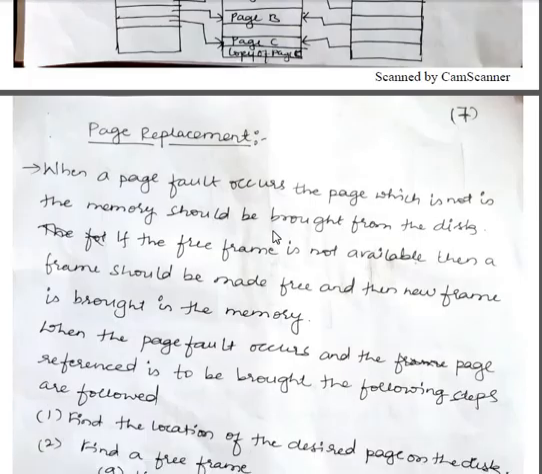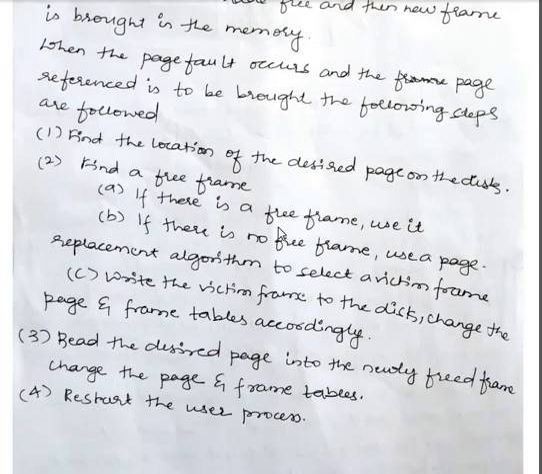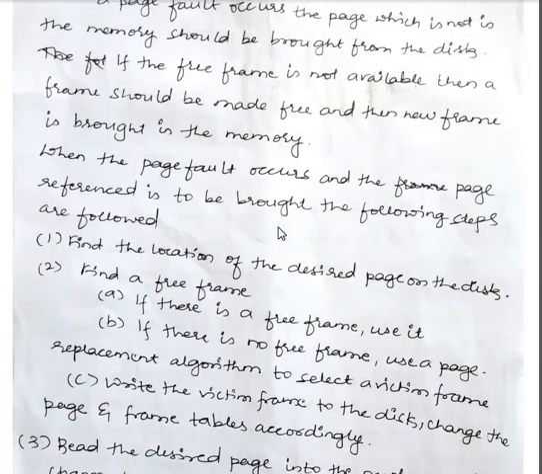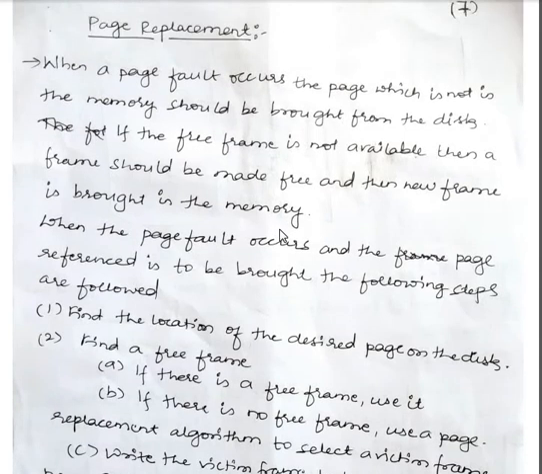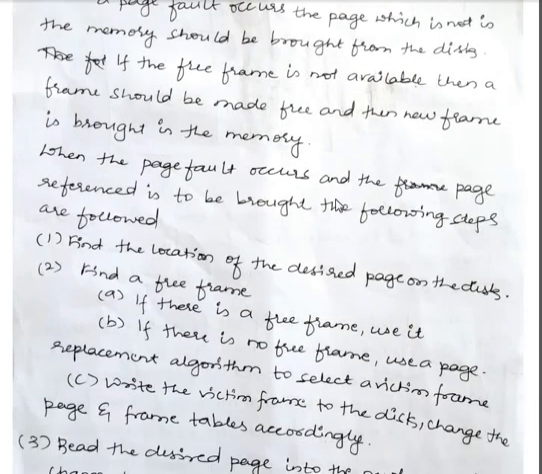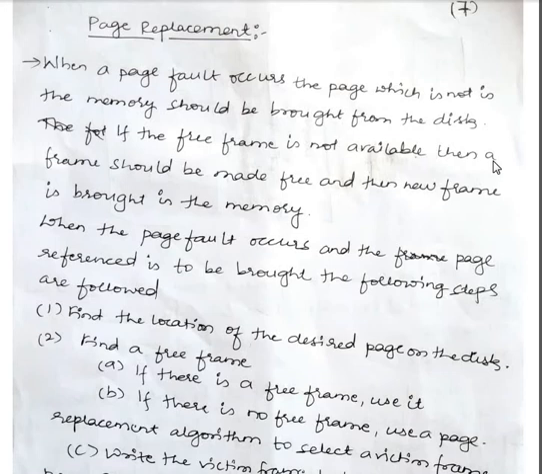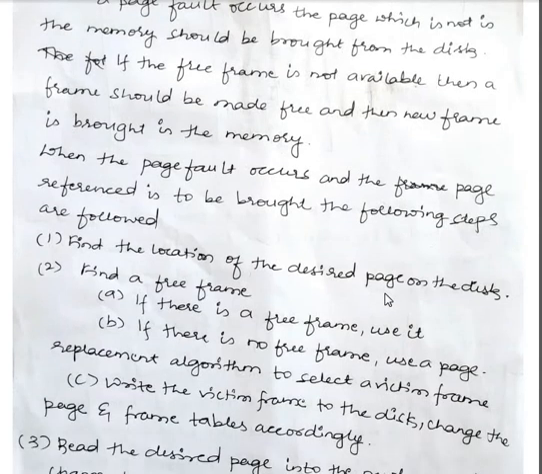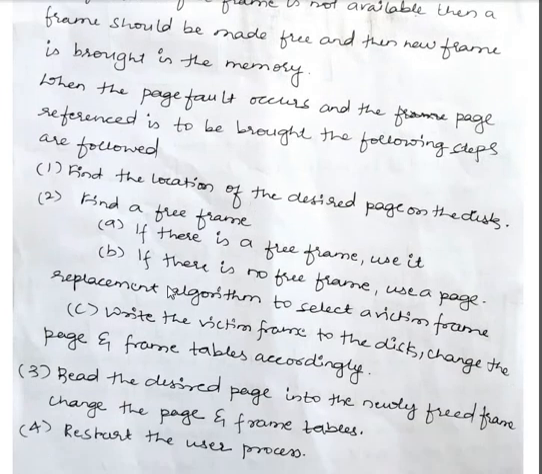Next we are going to see what happens when there is a page fault. We have already seen it. When there is a page fault, what are the different steps here? When a page fault occurs, the page which is not in the memory should be brought in from the disk. Then if a frame is free, we are going to use that frame for bringing the new page into that frame.